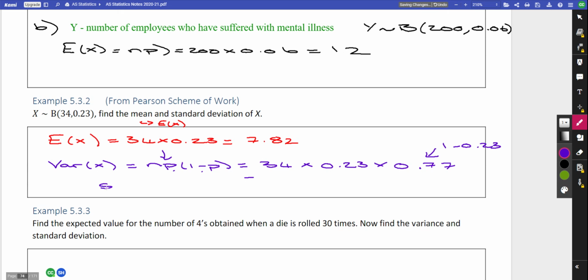To find the standard deviation of x, I am just going to do the square root of that answer. So we've got 34 times 0.23 times 0.77, which is equal to 6.0214. So the standard deviation is equal to 2.45. Remember, I am working to 3 significant figures when I am doing this. Okay.